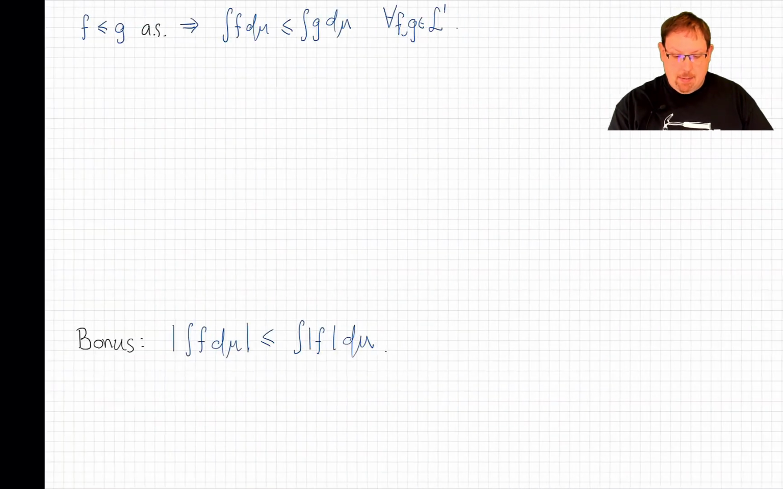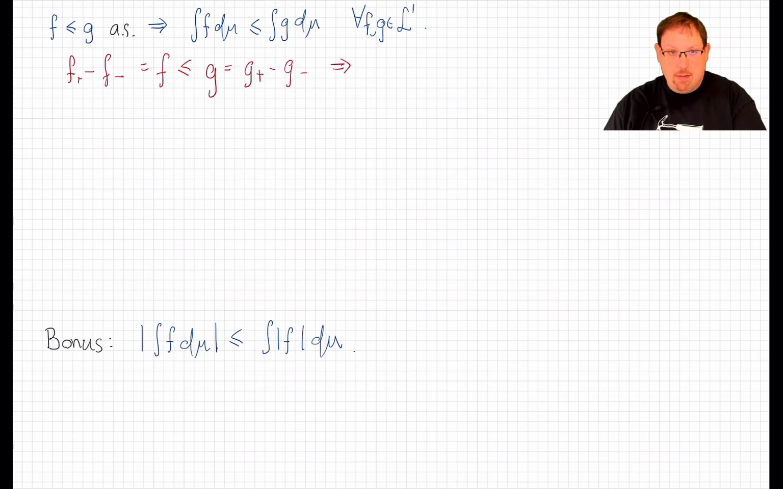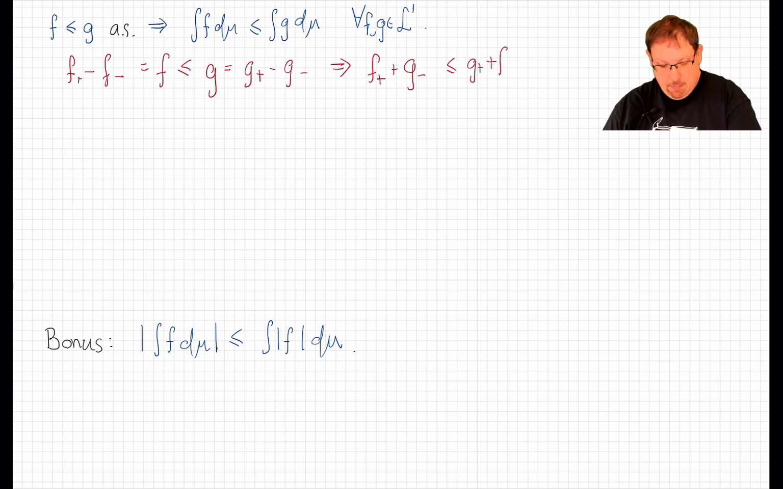For the positivity claim, we argue similarly. Suppose f is less than or equal to g, almost surely. We'd like to compute the integral of f and the integral of g and compare them. That means we need to break up f and g in terms of their positive and negative parts. Well, f is f plus minus f minus, and our assumption is that on a set of full measure, that's less than or equal to g, which is g plus minus g minus. And so therefore, on that set of full measure, by adding and subtracting accordingly here, we see that f plus g minus is less than or equal to g plus f minus.